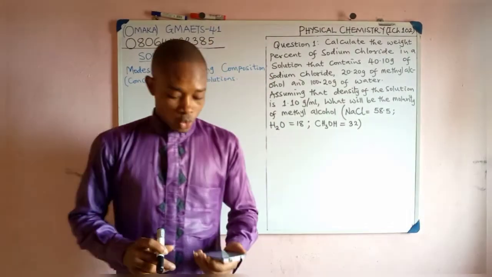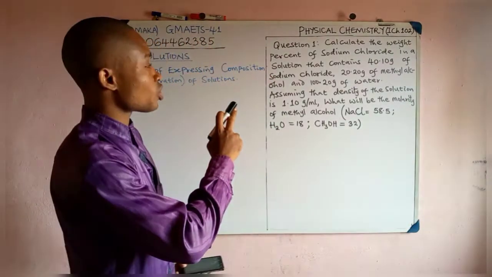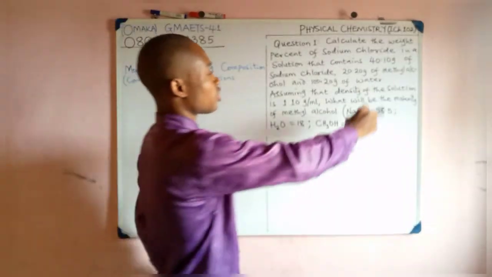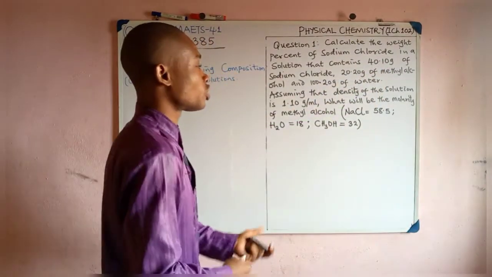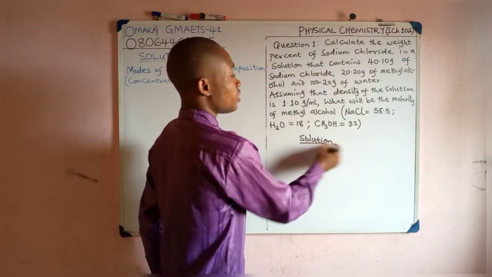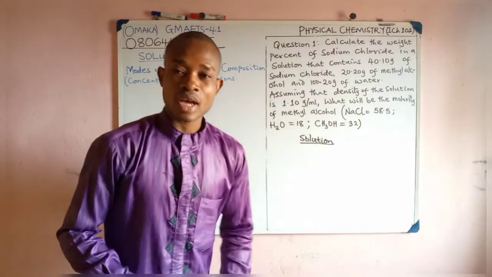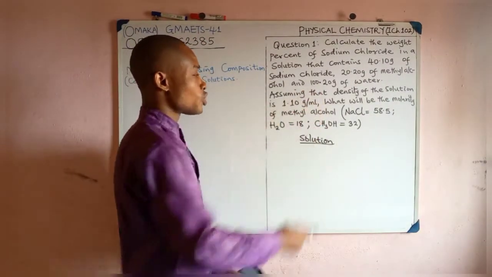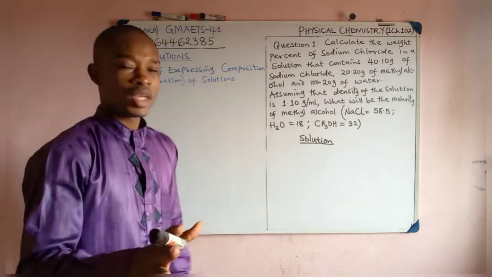Now we have our first question here on the board. We are asked to calculate the weight percent of sodium chloride in a solution. The solution contains 40.10 grams of sodium chloride, 20.20 grams of methyl alcohol, which is methanol, and then 100.20 grams of water.